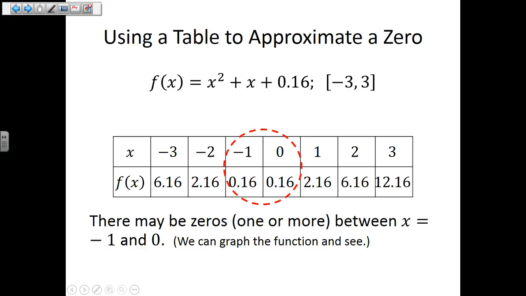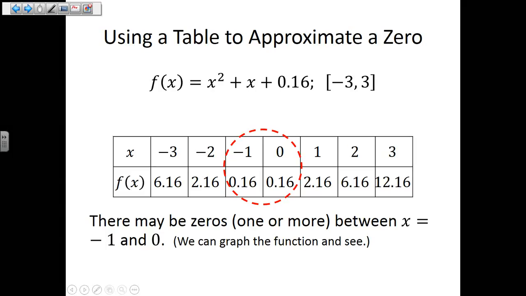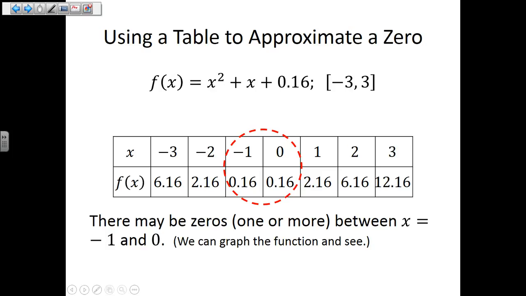Now, what may be happening, especially with a y value that small, is my graph may dip down and hit 0 in between these two. So I may have a 0 to this function, or I may actually have more than one. There's actually 2 in this function. I may have more than one 0 in between x equals -1 and x equals 0. We can always graph this and take a look to see, do we have a 0 between -1 and 0?